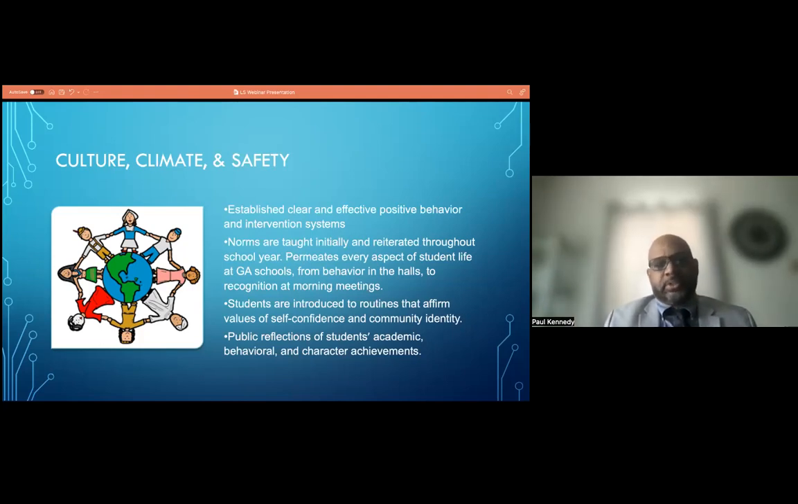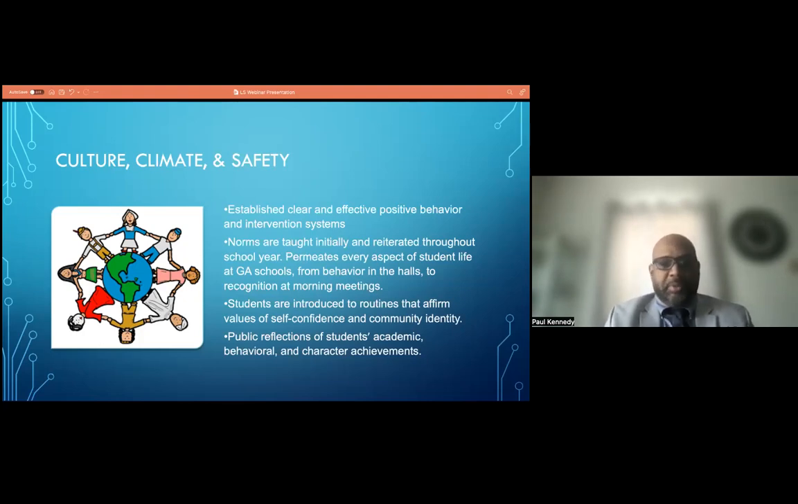You're always going to revisit if something's not working. Our scholars are part of this decision-making process, and they will tell us, hey, Mr. Kennedy, I don't think this is working. Maybe we should try this. And we literally have community meetings where these things are discussed. But any and every decision that we make is always around the safety of our scholars and the safety of our staff members.